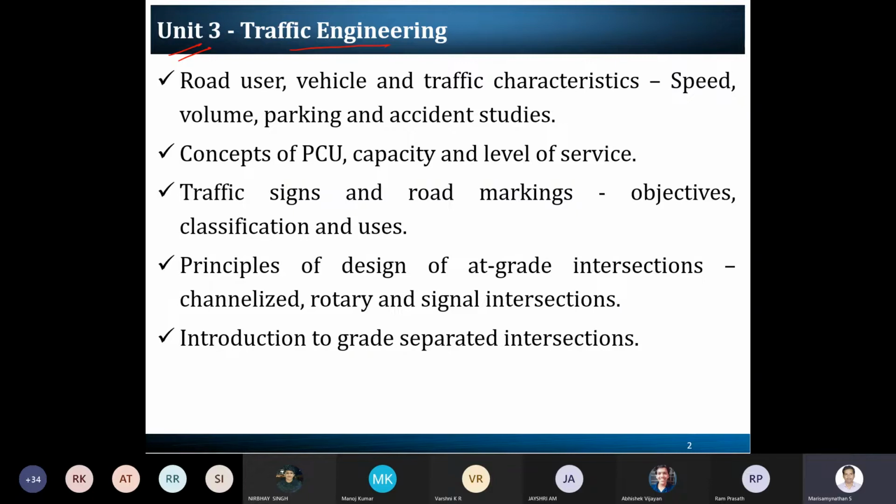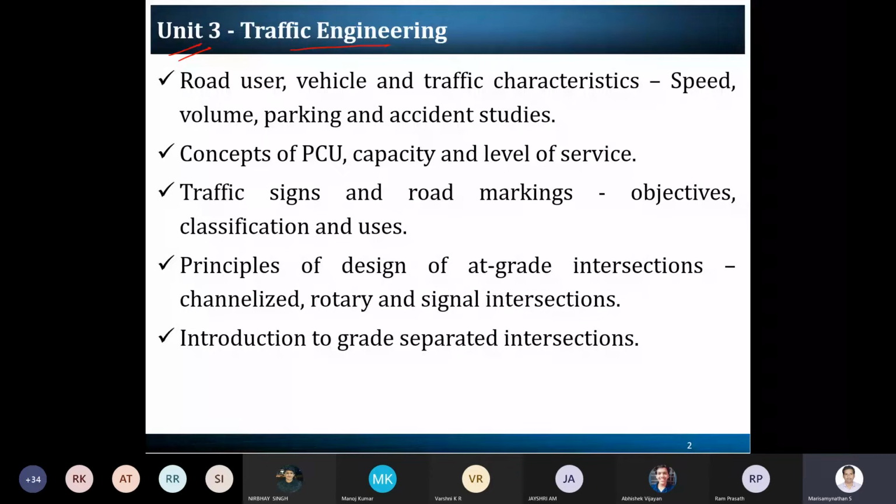in the first unit. In the second unit, we covered the various design elements, particularly when talking about highways: how the horizontal alignment and the vertical alignment will be, what individual components play a major role with respect to sight distance, and with simple problems, how all the designs are achieved on the field.